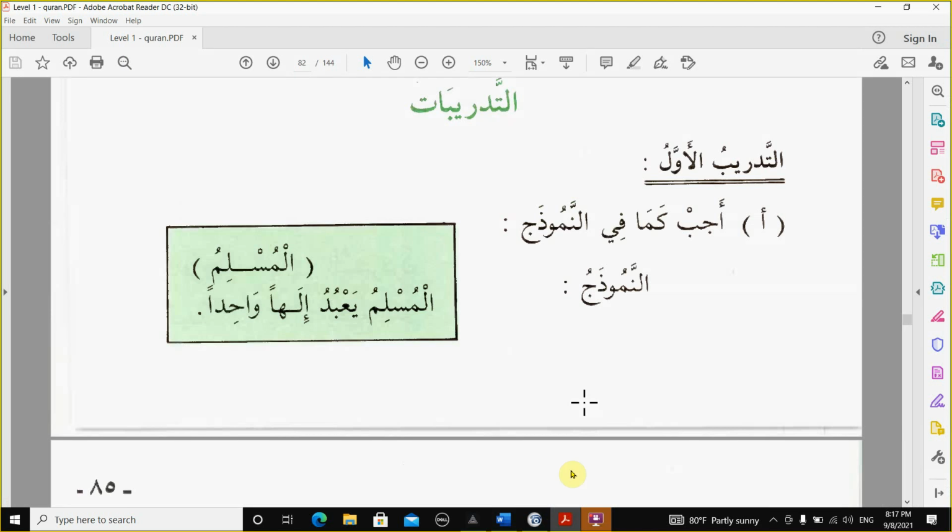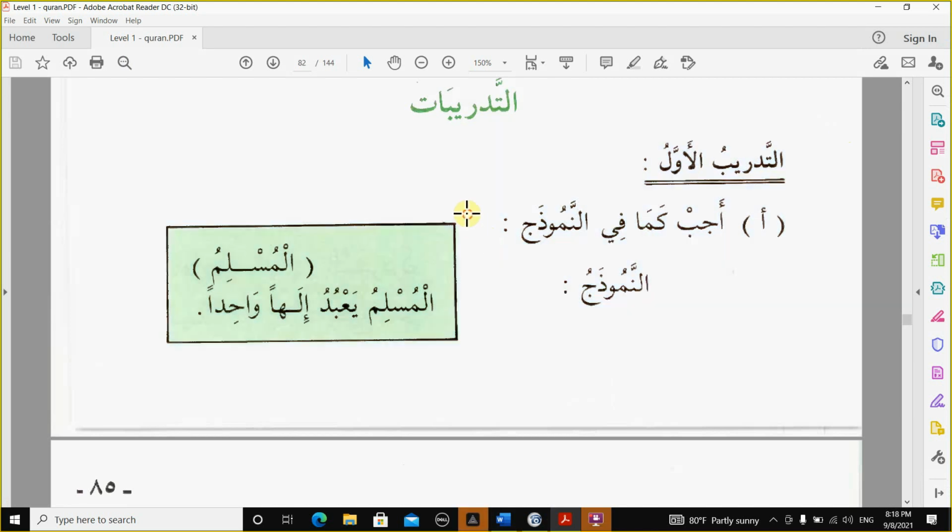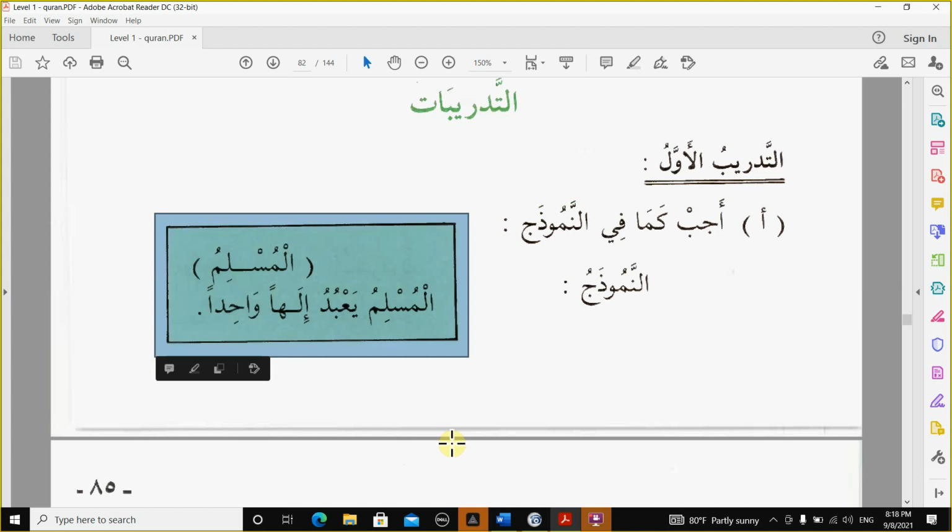So the author, may Allah preserve him, he continues. Exercise number 1. Answer as it comes in the example. Example: المسلم يعبد إلها واحدا. The Muslim worships one deity.